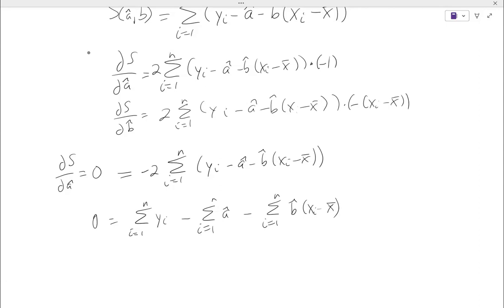Okay. So that second one, what do you get for the second sum? Minus n a hat. Good. Minus n a hat, right? That's all we get. In the third sum, what can you do with the b? It's a constant. What can you do with it? Take it out in front. Good. What do you have now for your sum?